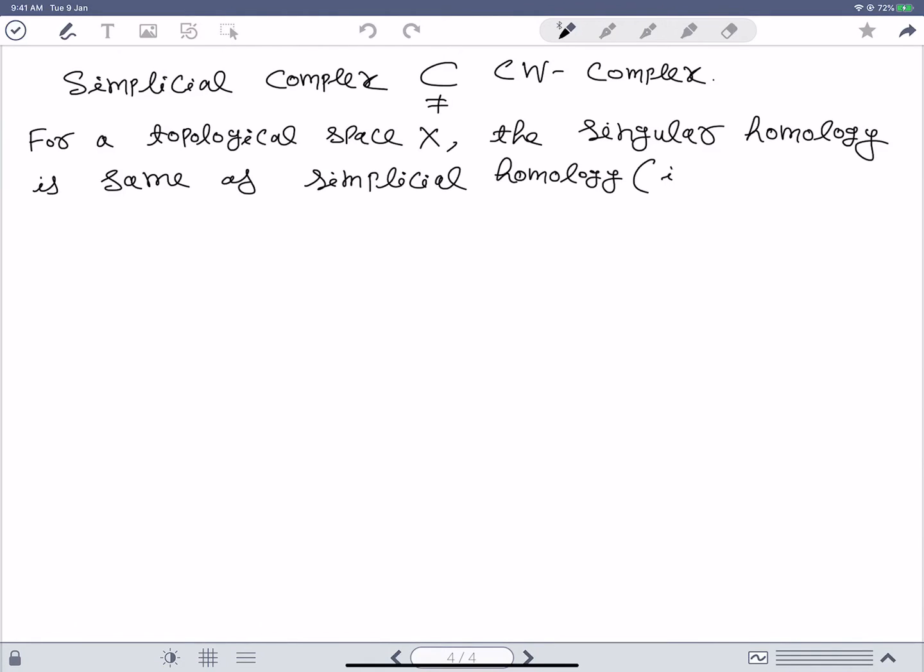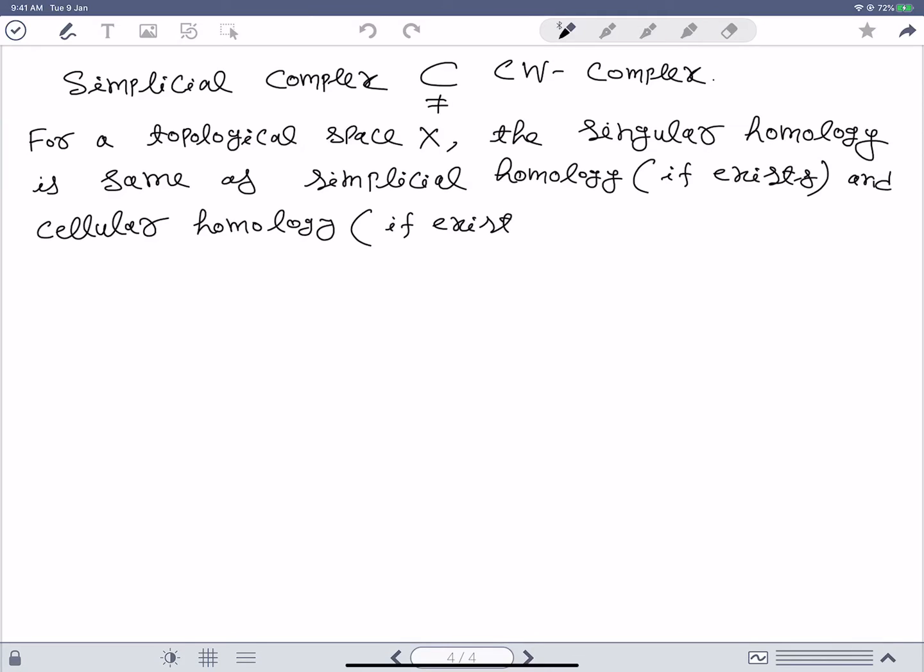Obviously, if it exists, we don't know whether it will exist or not, right? Because it will exist if it has a delta complex structure. And also the singular homology is the same as the cellular homology, again if it exists, right? Therefore, we can have an outline of this introduction.